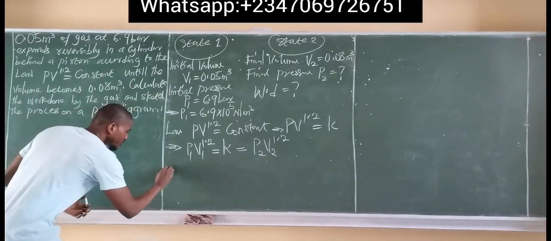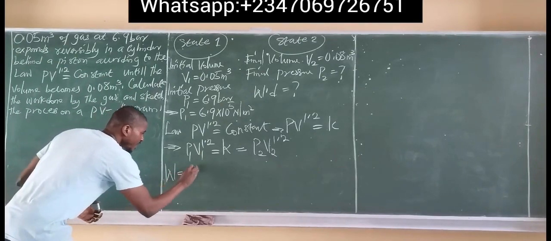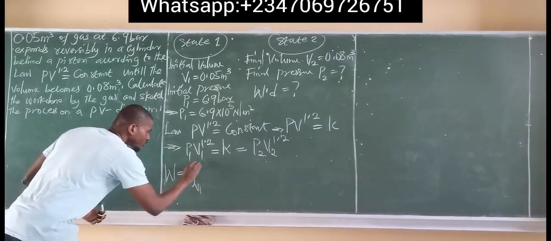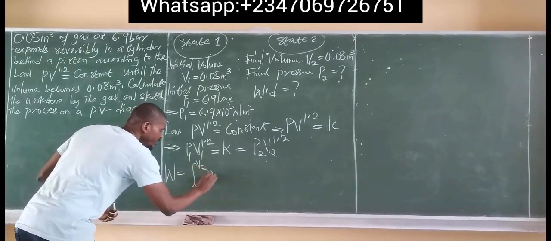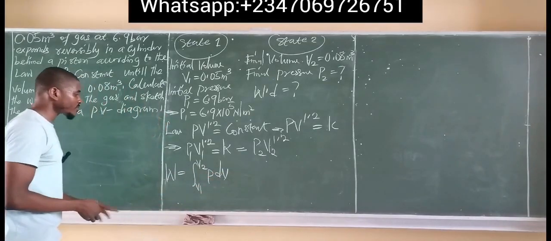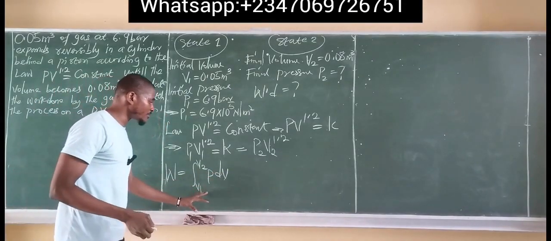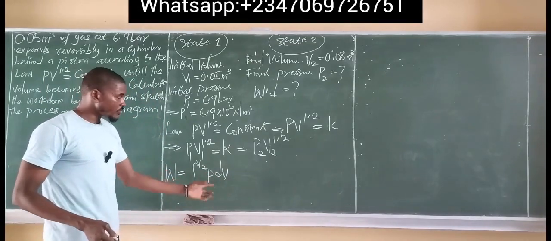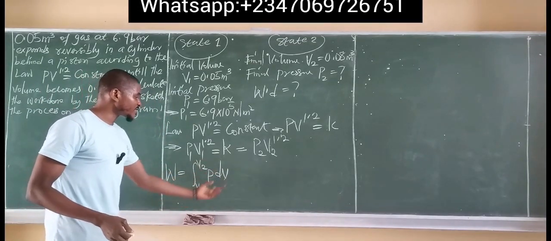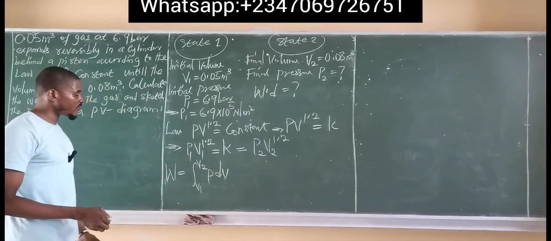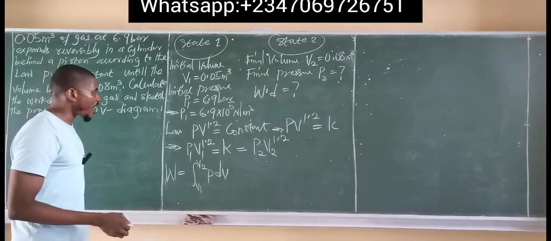To calculate work done, the formula is given as the integral from initial volume V1 to final volume V2 of pressure times change in volume, integral from V1 to V2 of P dV, where P stands for the pressure and dV simply means the change in volume. So this is how to calculate our work done.